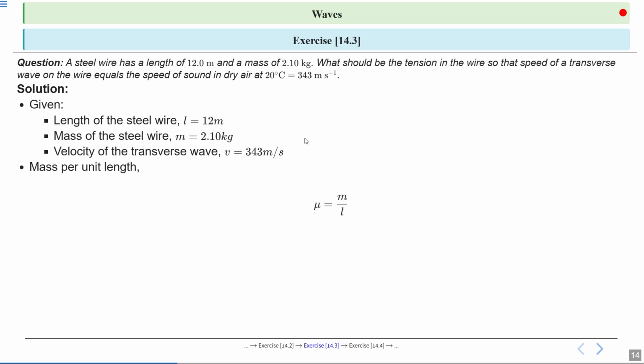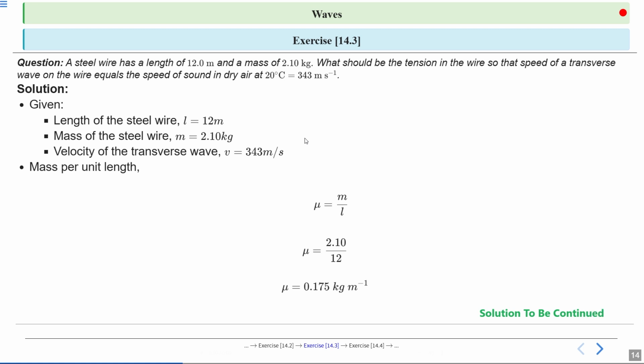Now we have to calculate the mass per unit length. So that is M divided by L. By substituting the value of M and L, we get mu equal to 2.10 divided by 12. So mu equal to 0.175 kilogram per meter. Clear?